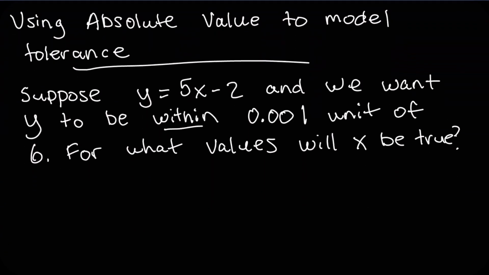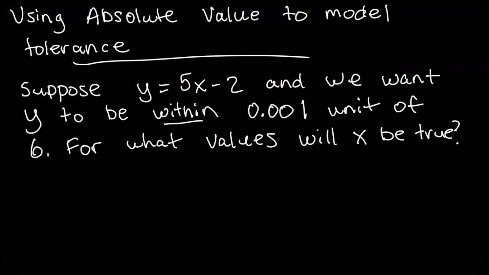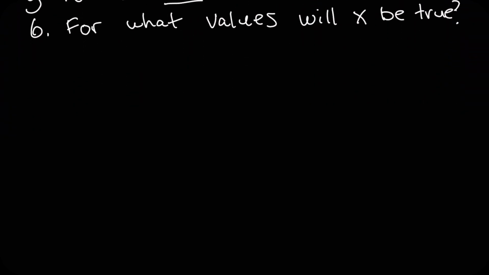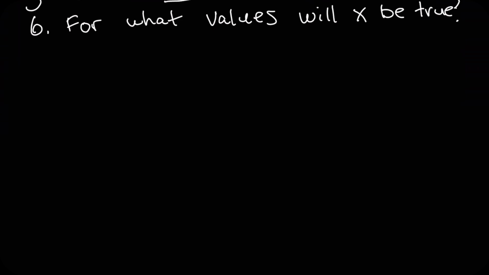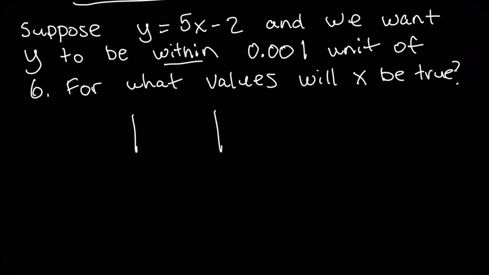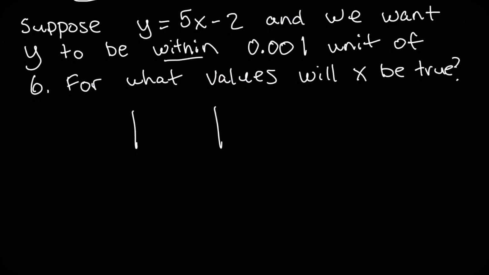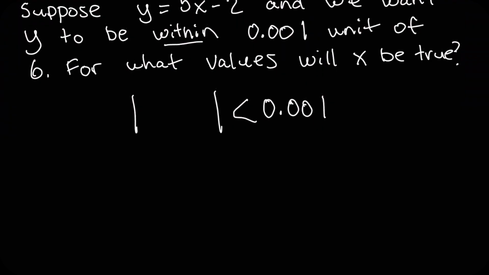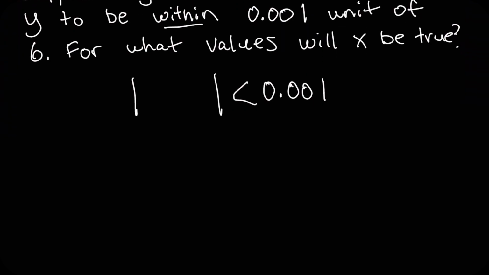Using absolute value to model some tolerances. So suppose y is equal to 5x minus 2. We want y to be within, again, that's going to be a keyword, meaning we want to use the less than sign, 0.001 unit of 6. For what values will x be true? Let's set this up. We know that it's going to be within, so it's going to be contained within there. And then our unit is 0.001, and our condition is y is within 0.001 unit of 6.